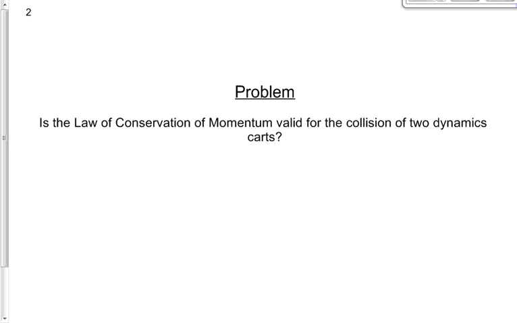Here's our problem. We're going to take two cars, we're going to collide them. We're going to crash them into each other. We want to know if the law of conservation of momentum is valid for that particular collision between those two dynamics cars. One's going to be moving before the collision, one's going to be at rest before the collision. They're both going to be moving after the collision. It's kind of like sitting at a stop sign getting hit from behind by a car, except we're using dynamics cars instead of real cars.